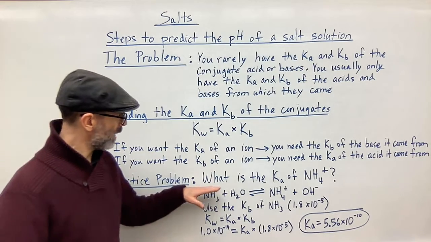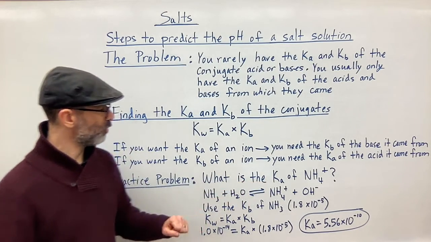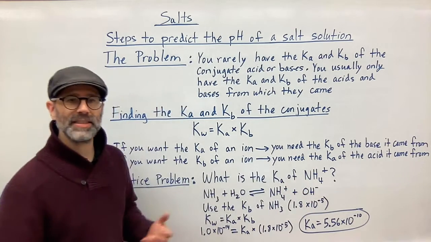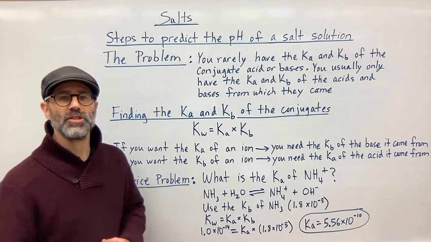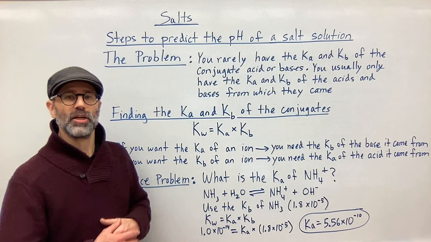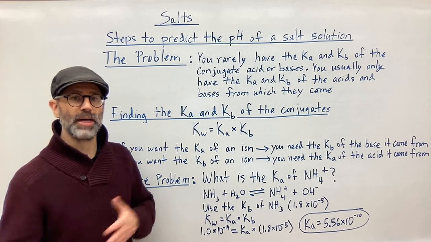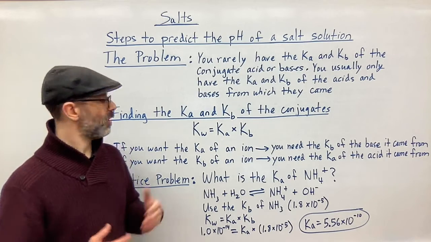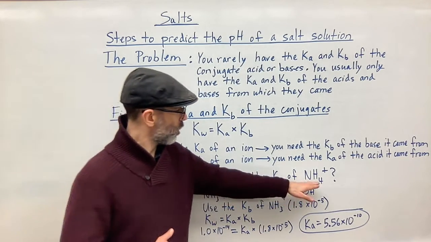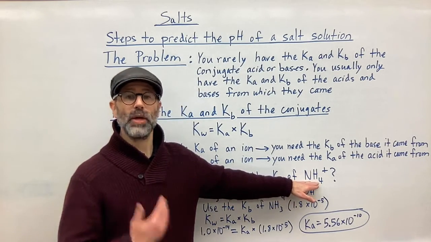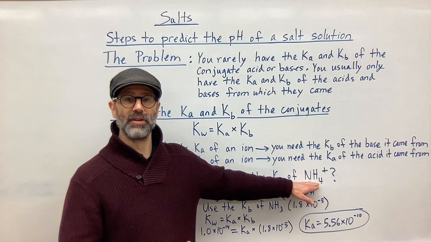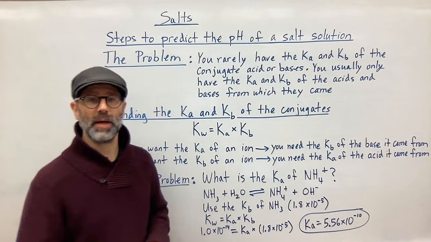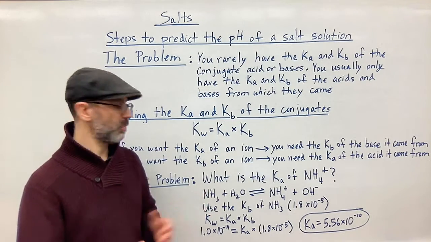What if you're asked, what is the Ka value of NH4+? Now, NH4+ is an ion that we've seen before. NH4+ could be part of ammonium hydroxide, right? Or ammonium chloride. So that is an ion. This is the weak acid. It's a conjugate acid of a weak base. So we would need to find the Kb of that weak base.